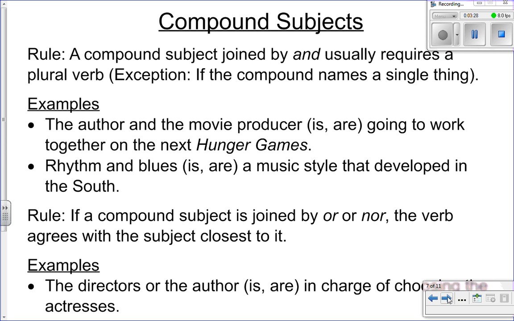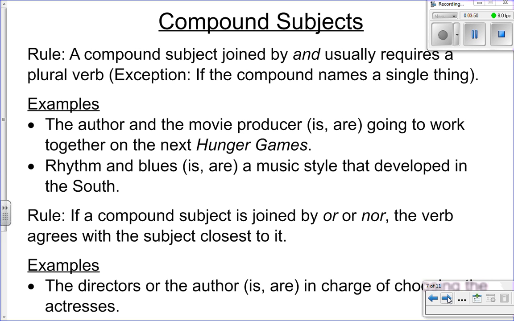Our next type of tricky subject is compound subjects. Now there are two rules that we're going to cover here. The first involves the use of the word and. A compound subject joined by and usually requires a plural verb. There is an exception though. If the compound subject that is joined by and names a singular item, you treat it as if it's singular and take a singular verb.